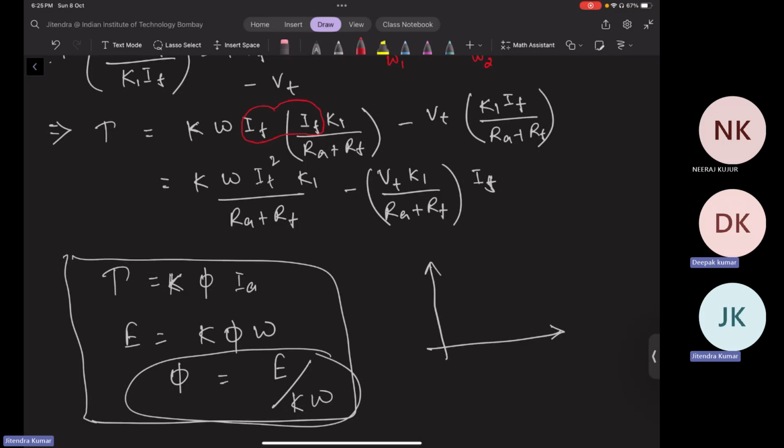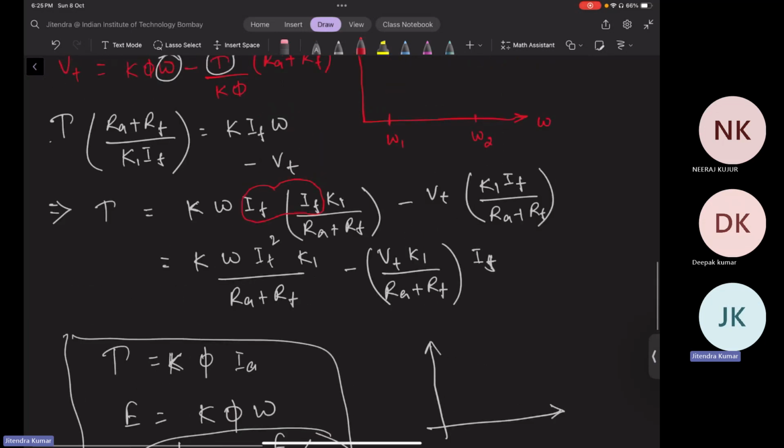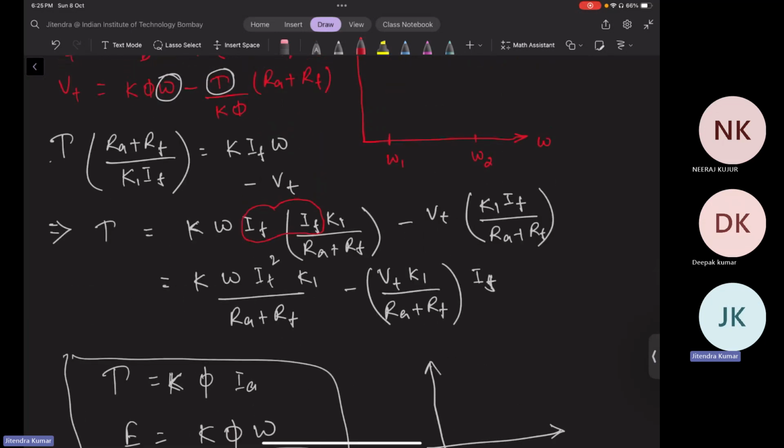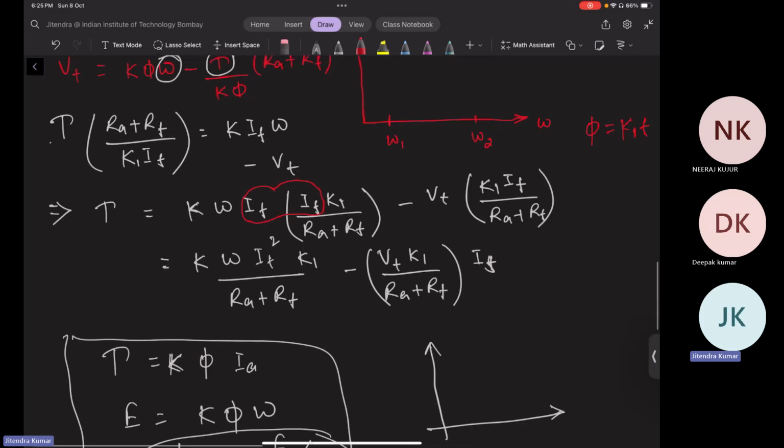Yes, sir. But K and K1 are different to each other. Yes, they are different. They are different in terms of phi is equal to K1 IF, and K is the constant which comes in the speed and back EMF relationship, right?